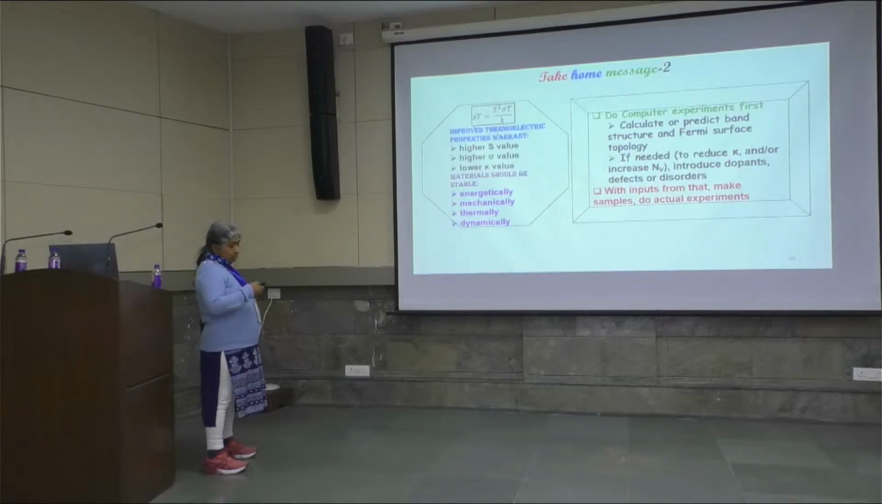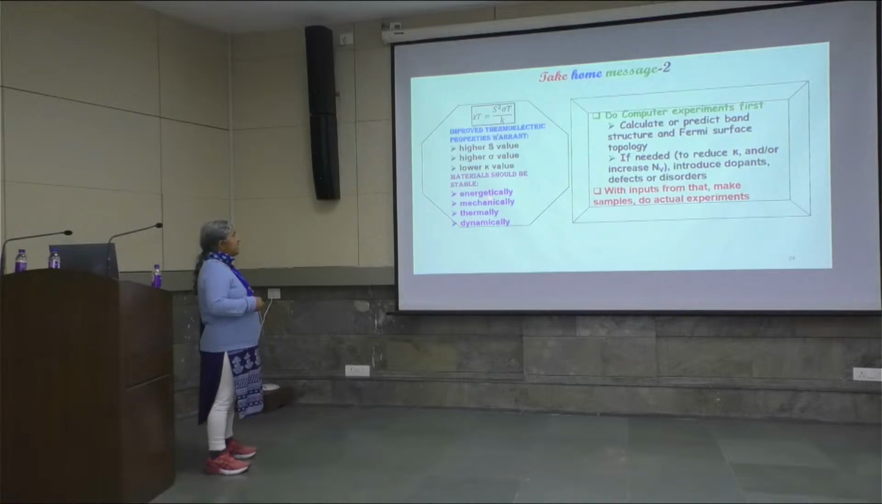Take home message 2: to improve the ZT value, you know we need S high, sigma high, kappa low. So improve by getting a higher S value, higher sigma and lower kappa value. And materials should be experimentally viable.